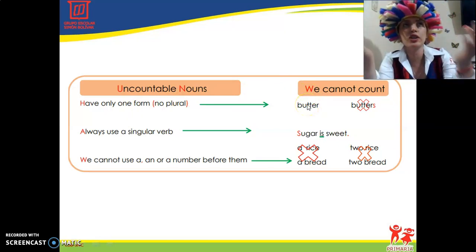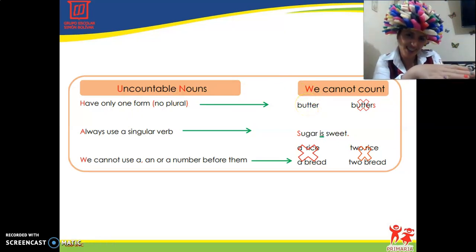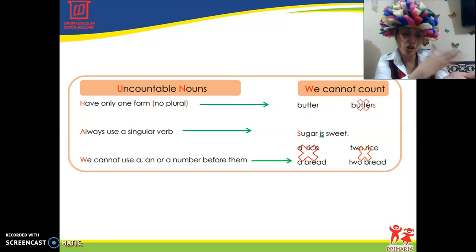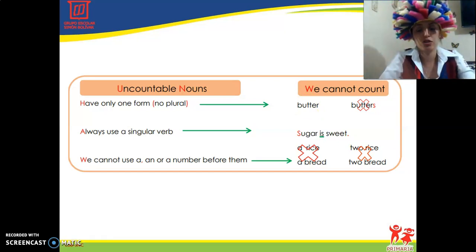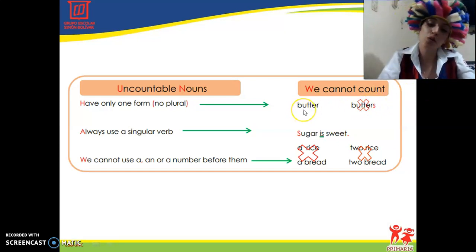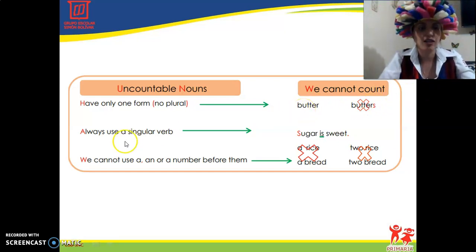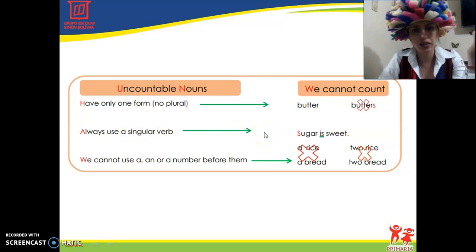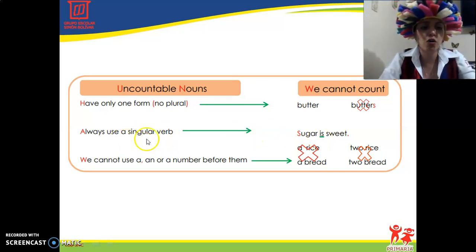You know the butter that you put on the hot cakes? Yes? The yellow? Yeah, that one. You cannot count that. So you cannot put butters. It's incorrect. So the correct form is butter. Yes? Okay. Always use singular verb, always. For example, is. You cannot use are, okay? So always use a singular verb.